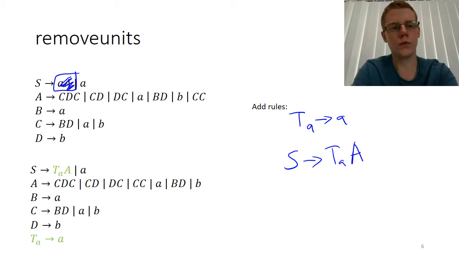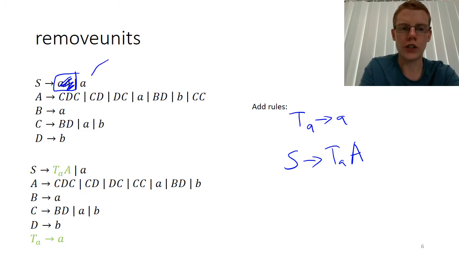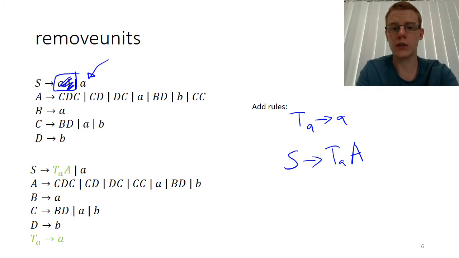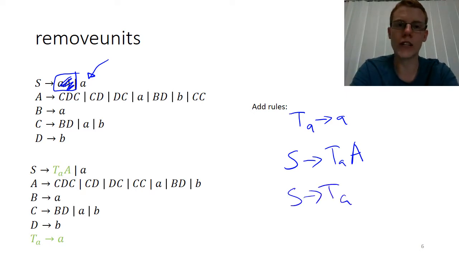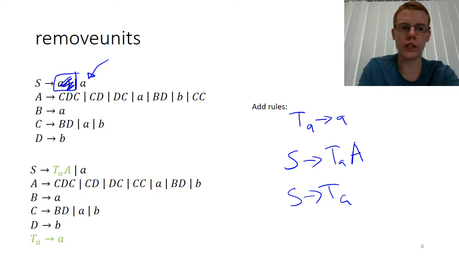Now, a few words of caution. We don't modify this rule here, because if we decided to add S goes to just T subscript a, we would now have reintroduced a unit production, which we removed already. So the rules that are already fine by Chomsky Normal Form, we don't modify.